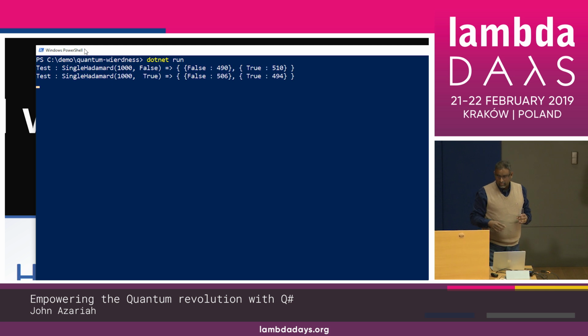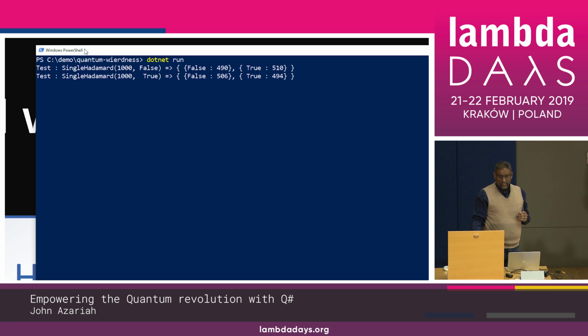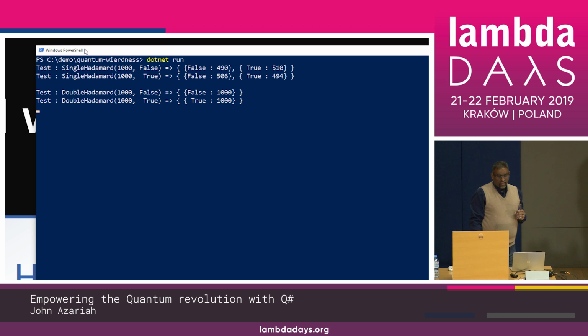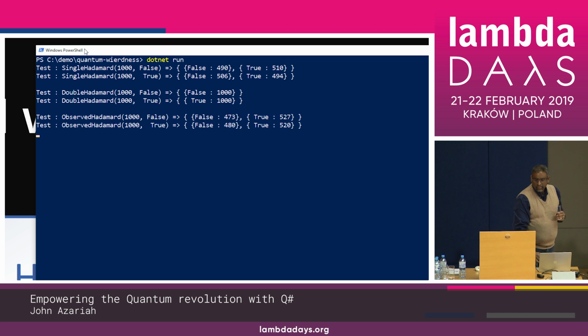And I think, so here's a single Hadamard, and I gave it false 1,000 times, and it came back with roughly 50-50. I gave it true 1,000 times, and it came back with 50-50, give or take. When I do that double Hadamard, when I give it false 1,000 times, I get back false 1,000 times. And same thing for true. And when I observe in the middle, I get the same behavior as I would expect from the single Hadamard.